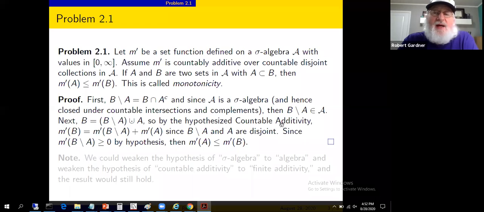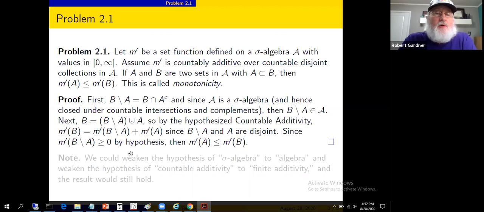So we had hypothesized countable additivity. All right, well, where that says when you have a disjoint union, if you take the measure of that disjoint union, you get the sum of the measures. So the M prime value of B is the M prime value of B set minus A plus the M prime value of A. We've got countable additivity. We're actually just using finite additivity, ain't we?